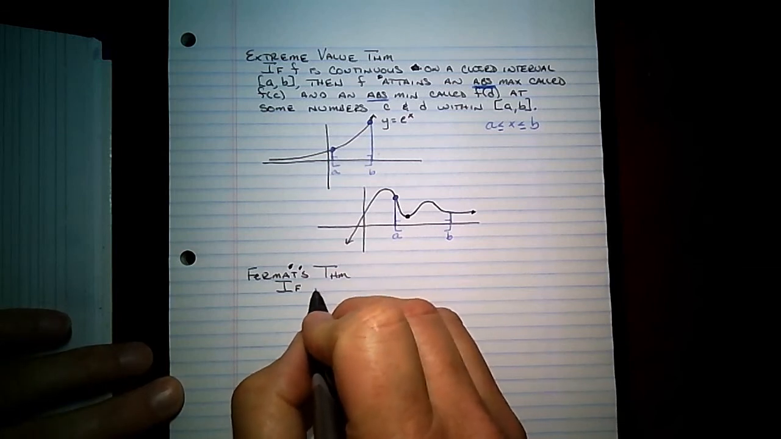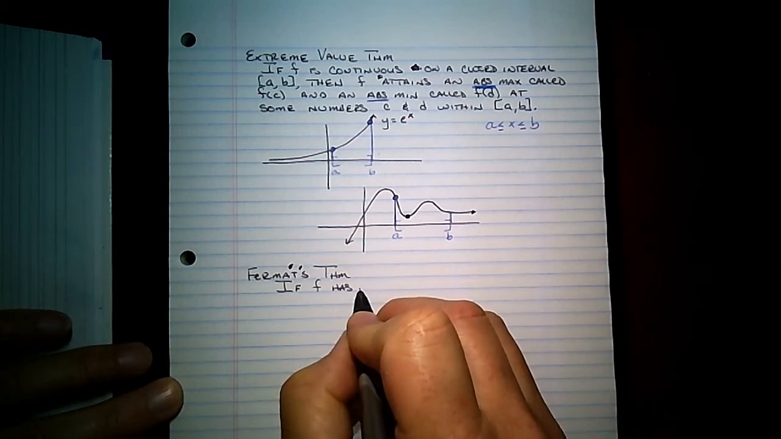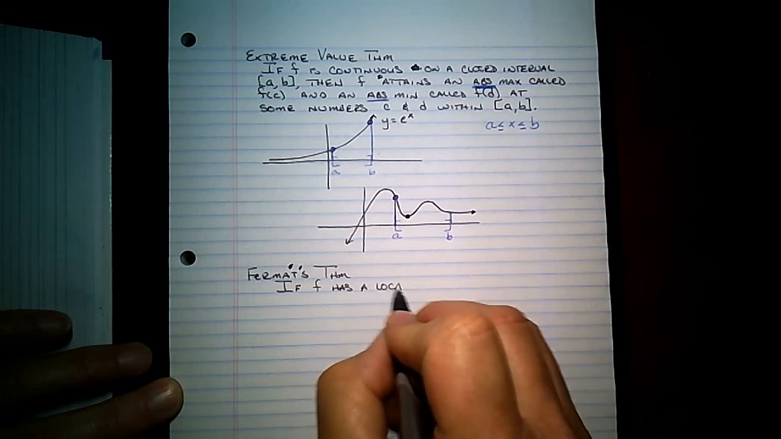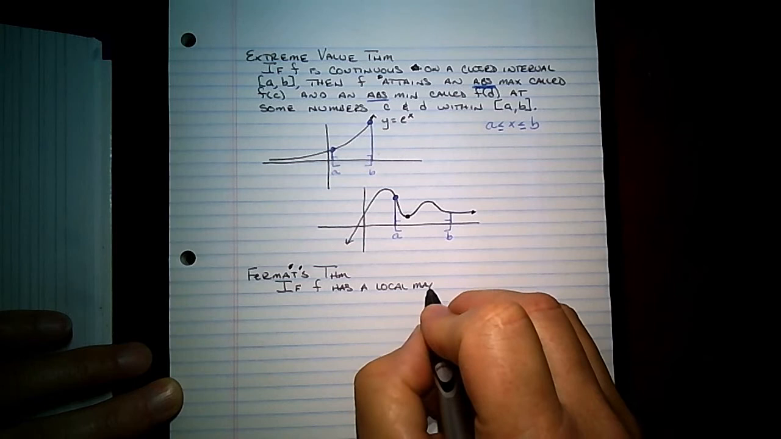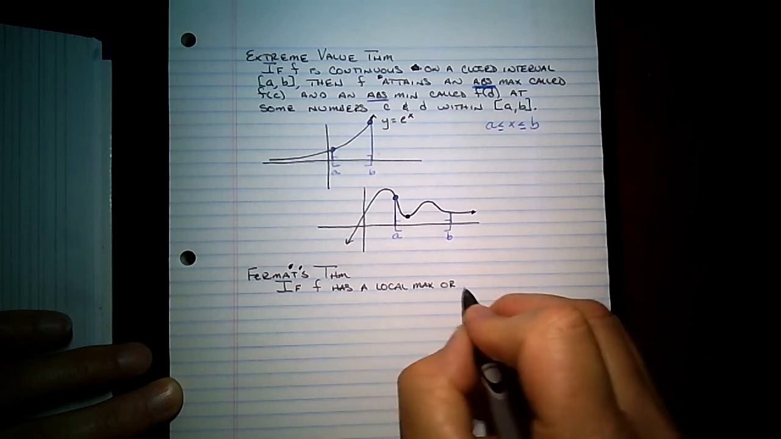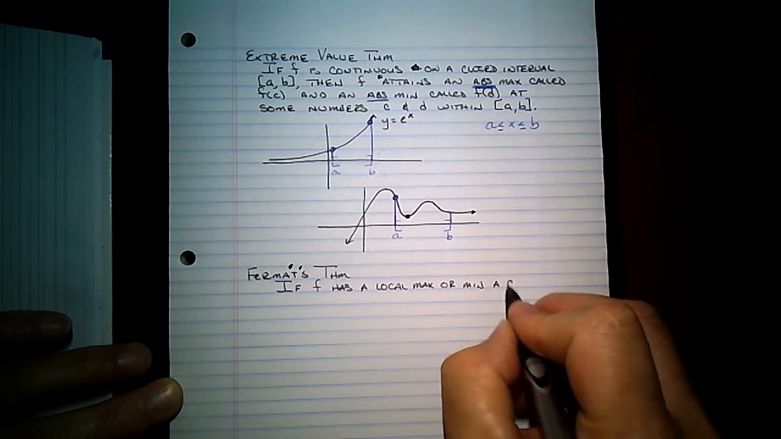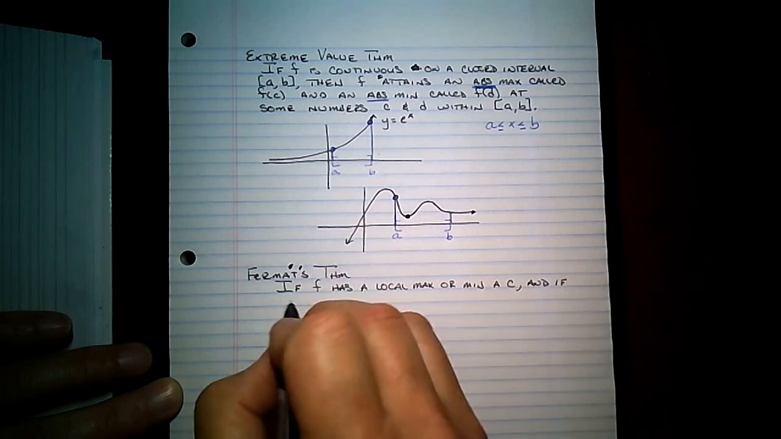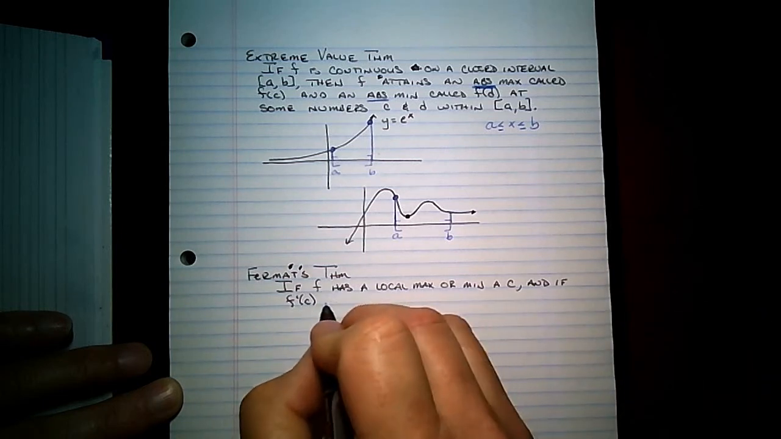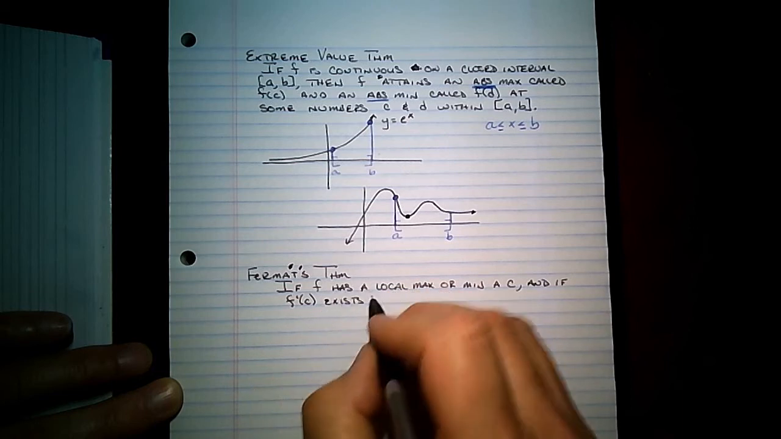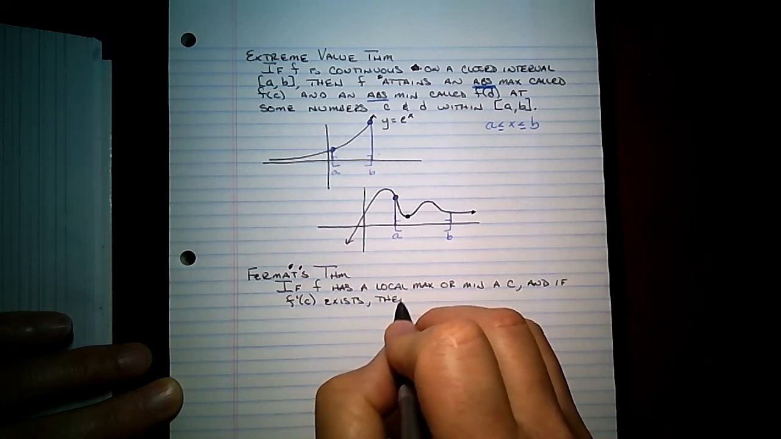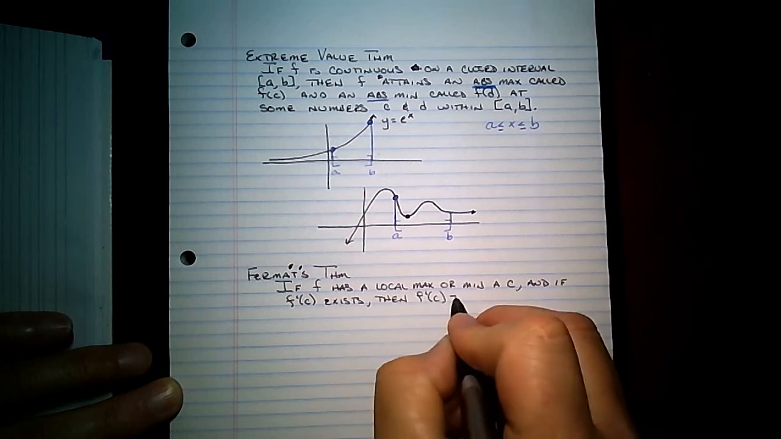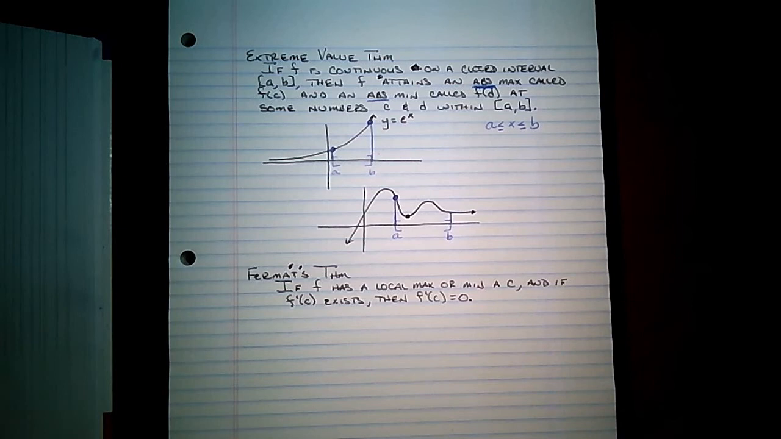This says if f has a local max or min at C, and if f prime of C exists, then f prime of C equals 0. Now, as calculus students, we get so excited when we see this because we think, wherever the derivative is 0, that's it. That's what I'm looking for.